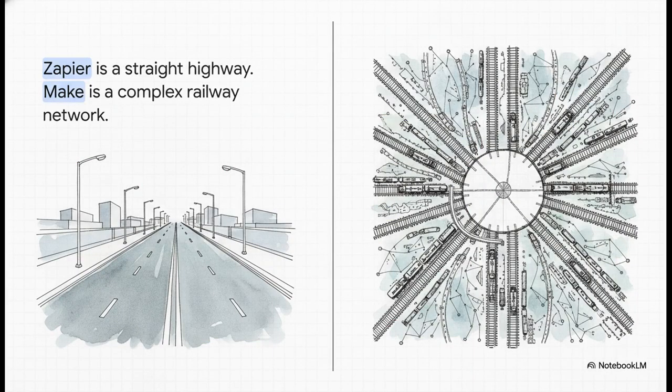So think about it this way. If a traditional step-by-step automation tool is a straight, linear highway, Make's visual node graph canvas is a complex, sprawling railway network. You can build parallel tracks, you can insert dynamic switches, and you can fan out your data to 10 different paths at once. And the best part, you can visually see exactly how your data flows across every single branch.